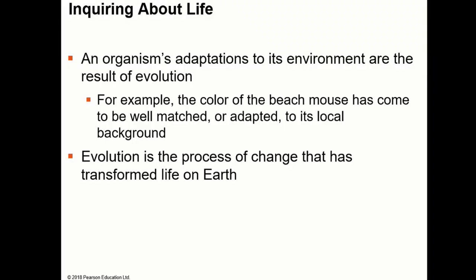So, inquiring about life as an organism, adaptations to its environment are the results of evolution, because when we're talking about life and where it sprouted, we need to talk about evolution. For example, the color of the beach mouse has come to be well matched or adapted to its local background. The concept of evolution is a process. Some studies indicate it's a gradual process of change that transformed life. So life started from somewhere else, and it involved geographical locations.